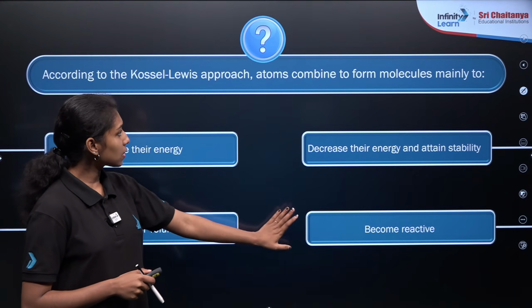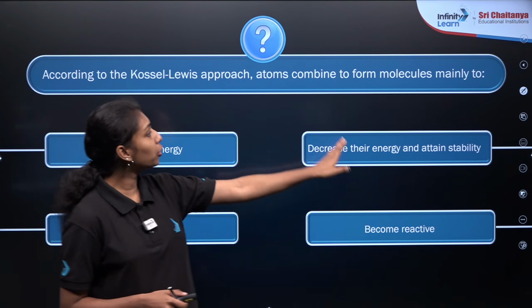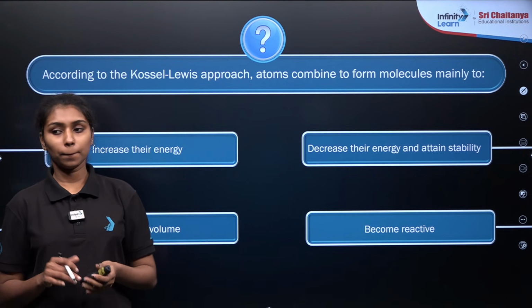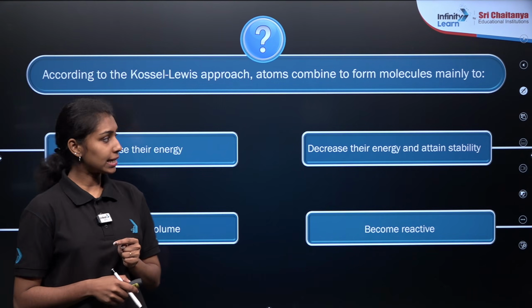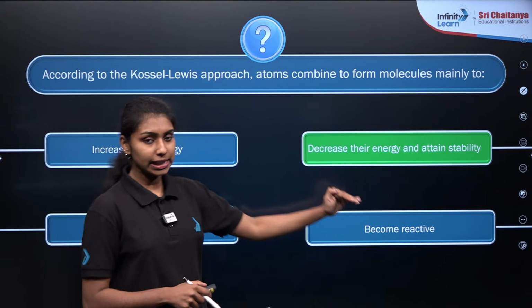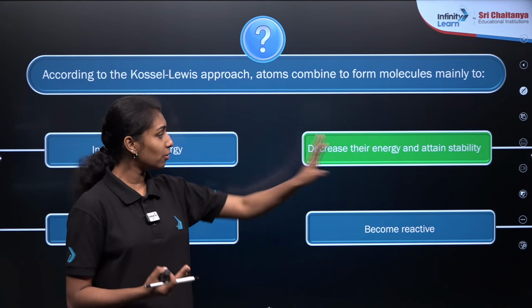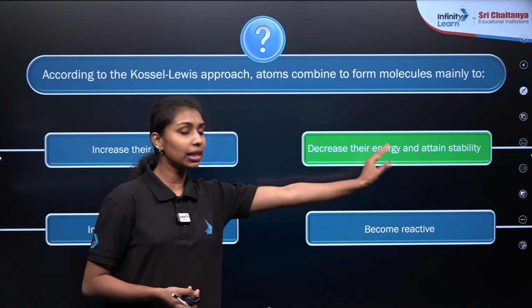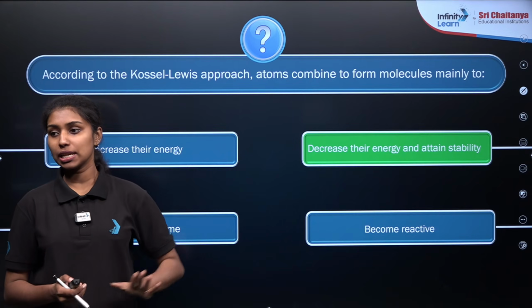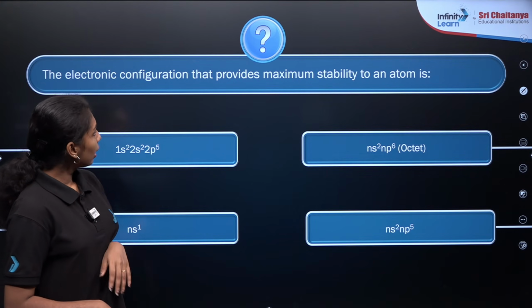So what will be the answer for this question? Why are atoms combined together to form molecules? Yes, to attain stability, right? Which means they are decreasing their energy. If you are attaining stability, that means they are decreasing their energy. So decrease their energy and attain stability will be the correct answer here. Again, option B is the correct answer.